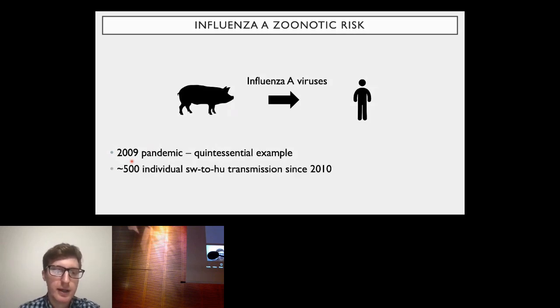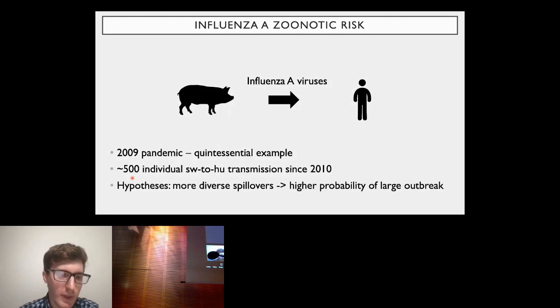But it also happens on a much smaller scale, just one-off infections. After 2010, there were documented around 500 cases of swine to human transmission events. So these are one-off infections with swine influenza. And swine influenza is very diverse.